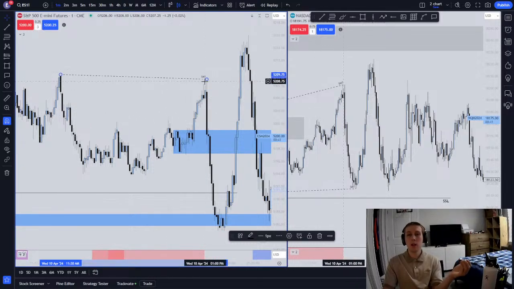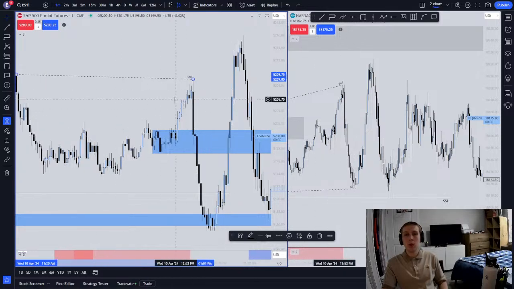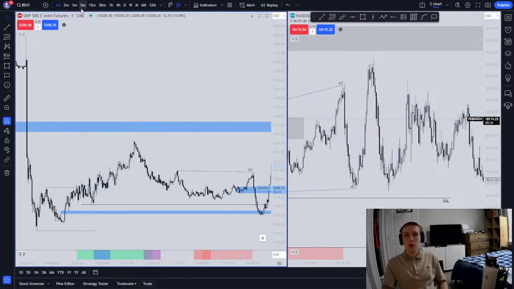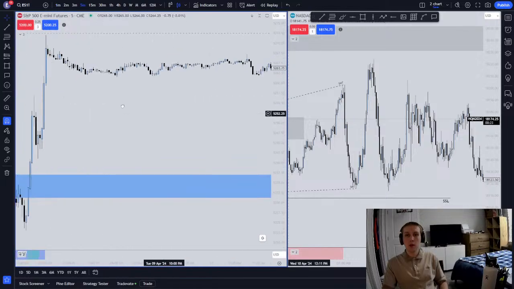The reason why we really displaced lower is because of this SMT and because of the news. I don't really see a trade setup here. So we have the SMT and then we dump. And then notice where we bounce here on ES.